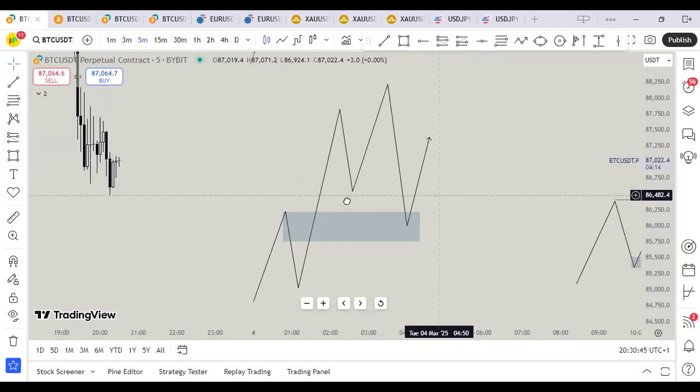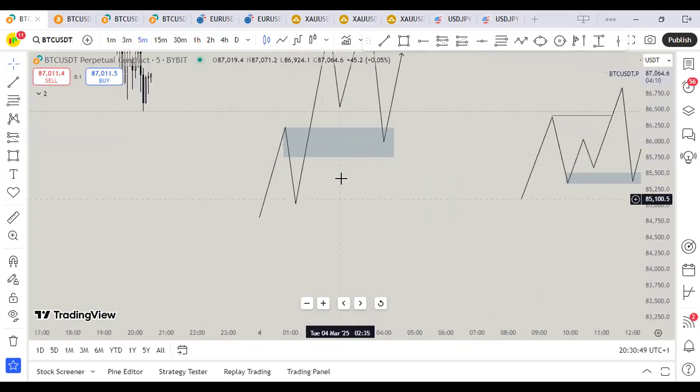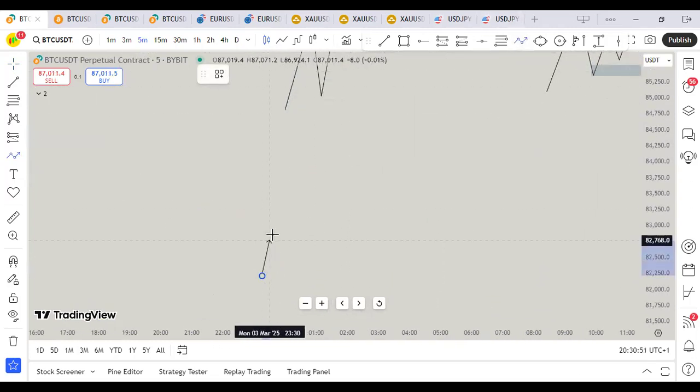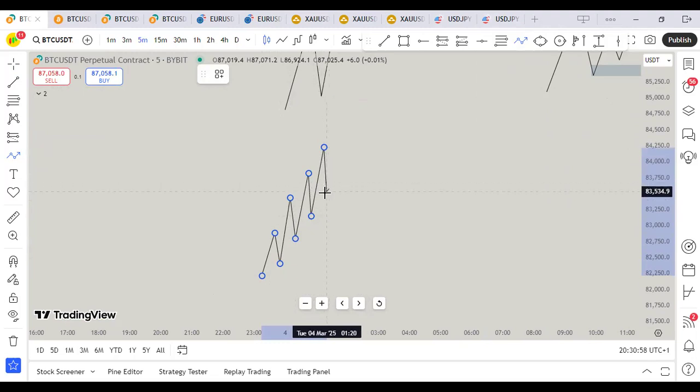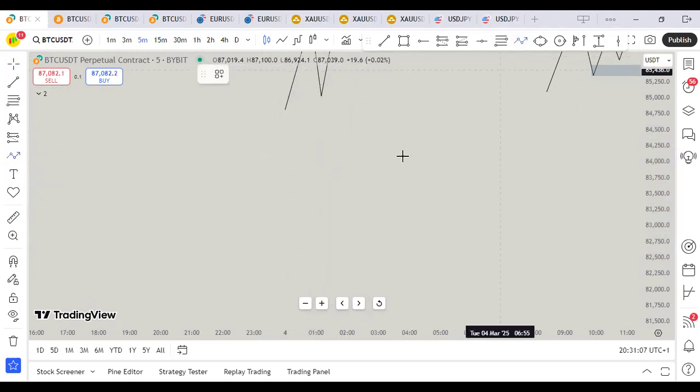Now, what are my confirmations? Let's say the market is in a bullish trend, like in this scenario. Higher high, higher low, higher high, higher low, higher high, higher low. Now, let me draw that very well for you guys. Let me create it again. Higher high, higher low.